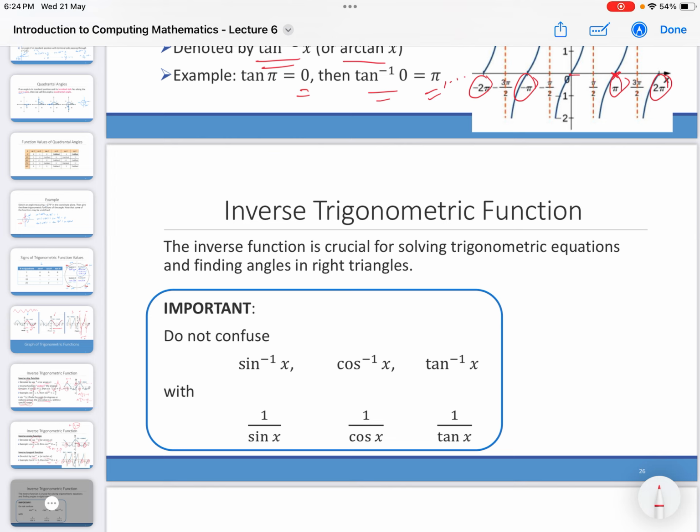Basically the inverse function is crucial for solving trigonometric equations and finding the angles in right triangles. It is very important not to confuse sine inverse with 1 over sine x, and cos inverse with 1 over cos x. This one over here is the inverse function. Below here is the reciprocal function. So it's not the same.